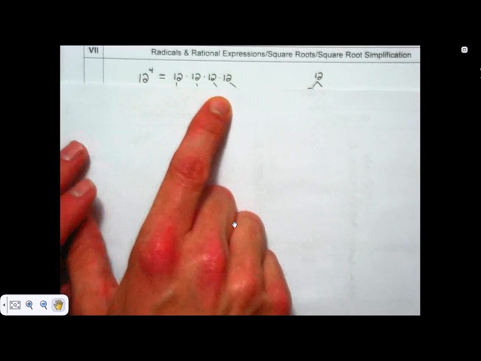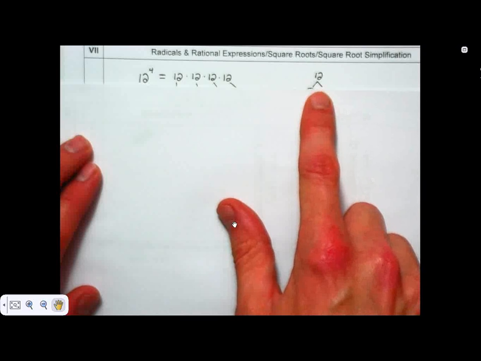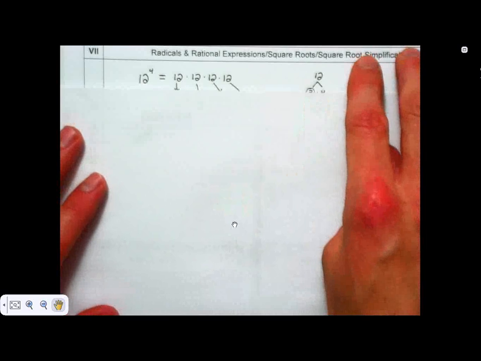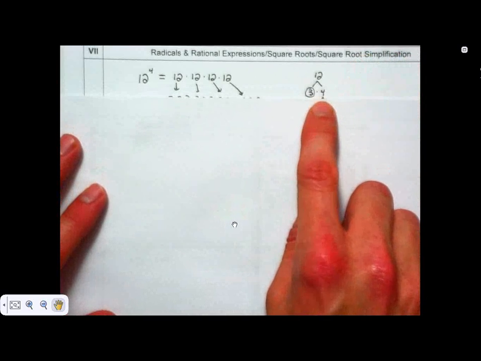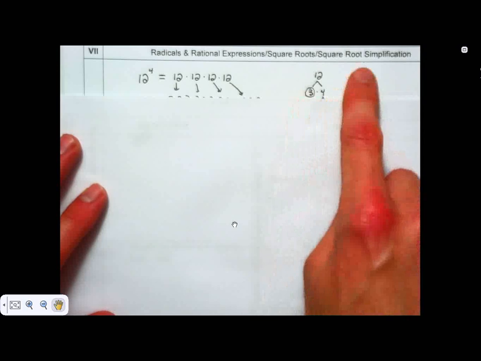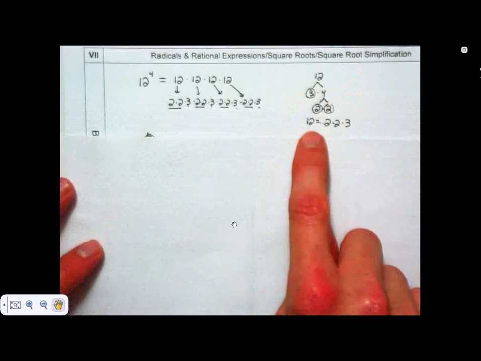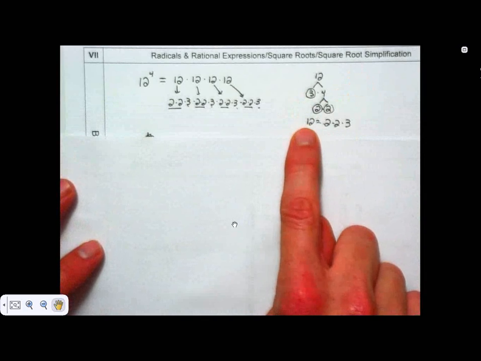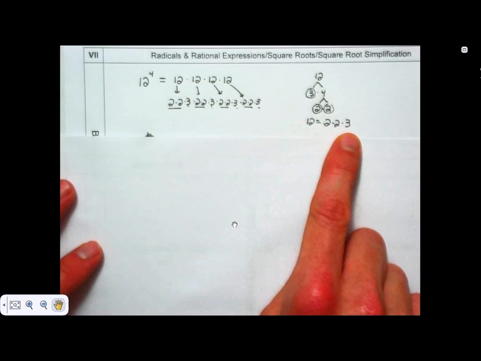But let's take the discussion one step further and think about how 12 can be broken down. Using our factoring techniques, what we know is that 12 can be written as 3 times 4. 3 can't be broken down, but 4 can, into 2 times 2. And so what we're left with is that 12 is equal to 2 times 2 times 3. In other words, 12 is made up of 2 factors of 2 and 1 factor of 3.